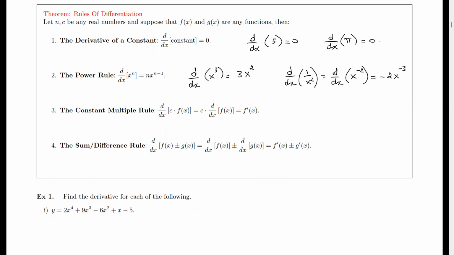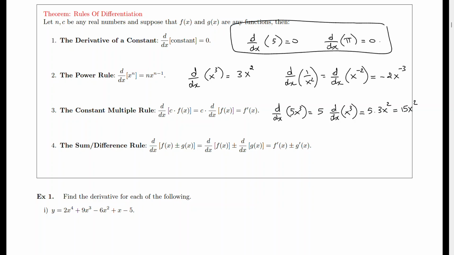Now, the next one tells me what to do if I have a constant times a variable, or a function in general. It basically says just ignore the constant and just differentiate the x's. So for example, if I have the derivative with respect to x of 5x cubed, then according to this rule, I just ignore the 5 and I differentiate the x's. And we know that the derivative of x cubed is 3x squared, so we end up with 5 times 3x squared, which you can also rewrite as 15x squared. So this is known as the constant multiple rule. Basically, ignore constants if they're being multiplied, but if they're alone, then we use rule number 1 to just put 0.